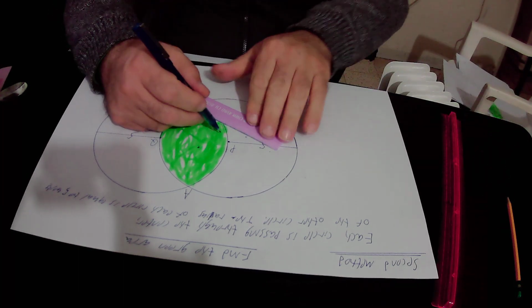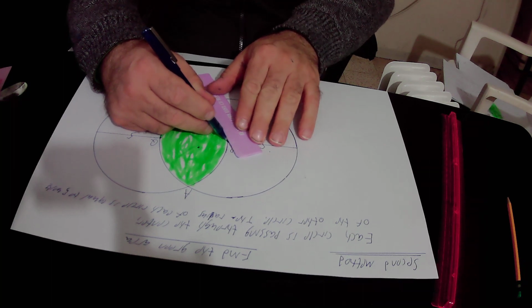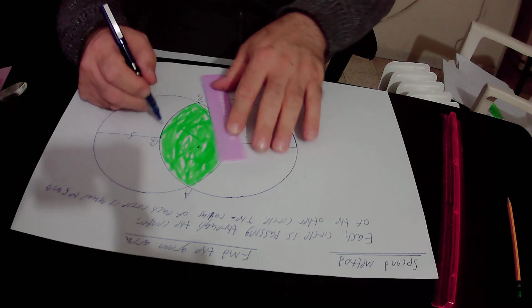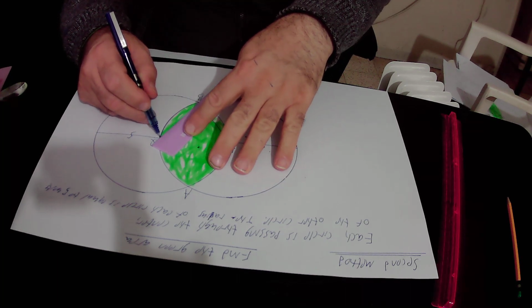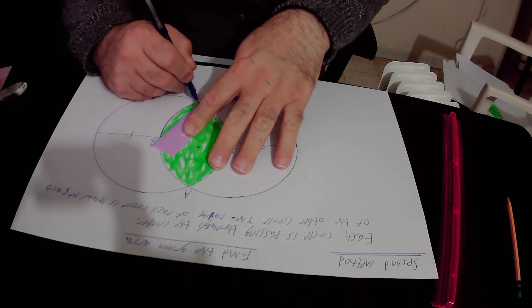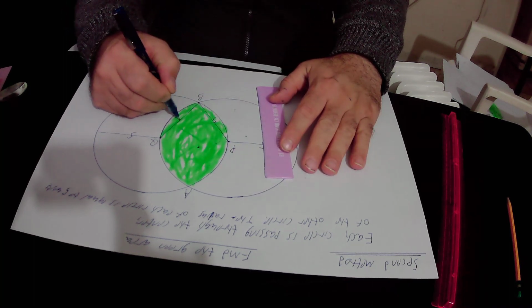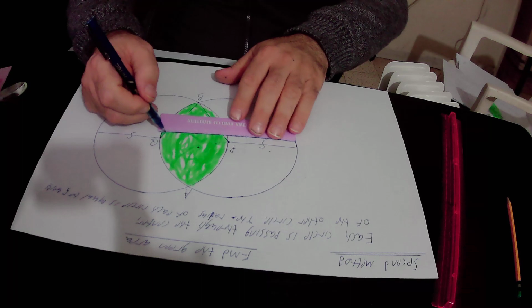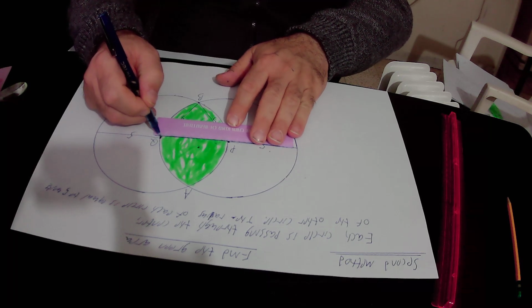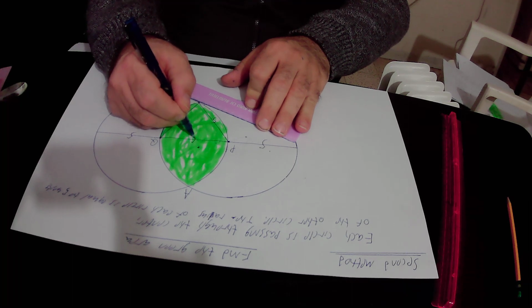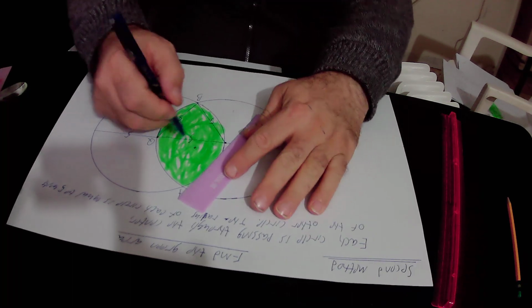I will not repeat the things that we did in the first method. So here this equals 5 units, this equals 5 units. PQ also equals 5 units. It is the radius of this circle.